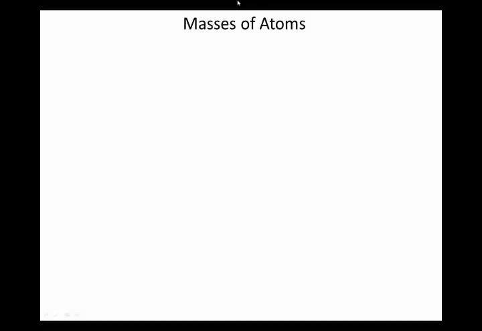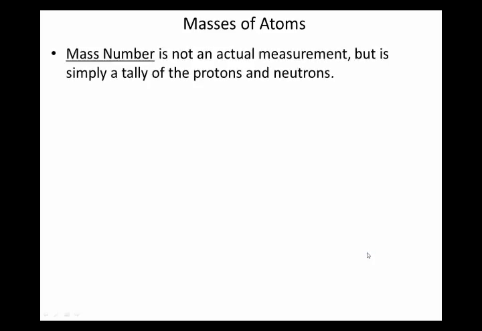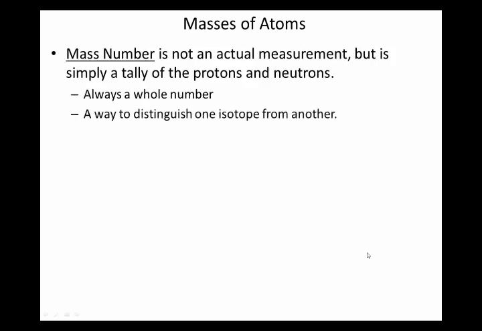Okay. So following right on the heels of talking about isotopes, I can now talk about masses of atoms. I just want to clarify, I want to make sure all of the terms are really clear to you. Mass number, which we've talked about previously, is not an actual measurement. It's just a tally. It's how many protons and how many neutrons. The mass number is almost like a name we put on a given isotope so we can differentiate it from other isotopes. It's always a whole number. So that's a mass number. And it's one way to distinguish an isotope from another.